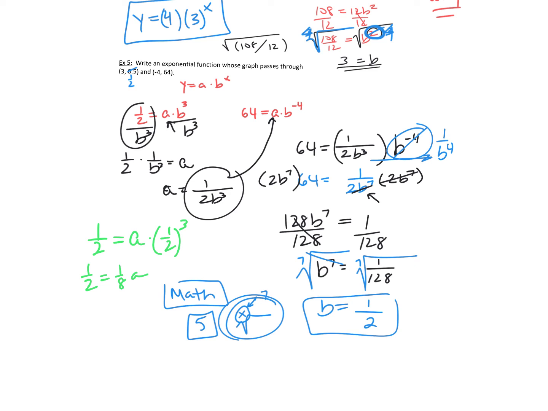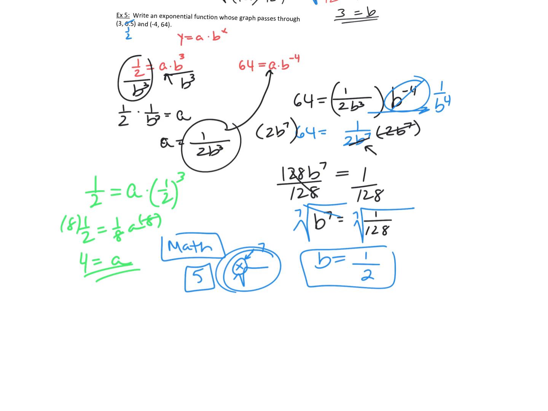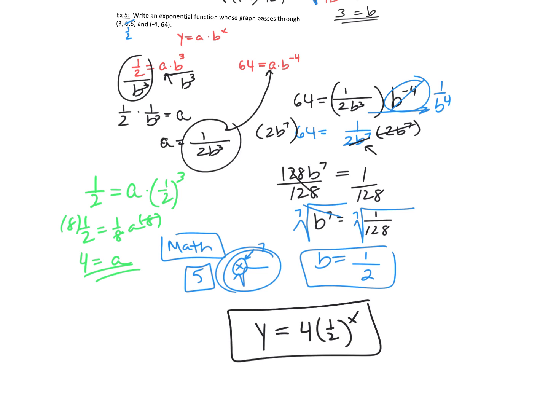You could just multiply both sides by 8. That'll get rid of this, and 8 times 1/2 is 4. So my a value is 4, my b value is 1/2, and now I can write the equation in terms of x and y. So y equals 4 times 1/2 to the x power. If you take slightly different steps along the way, that's fine, as long as you're arriving at that same answer. I'm okay with it.